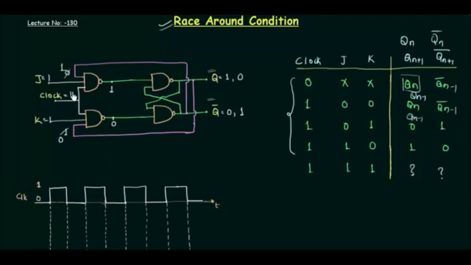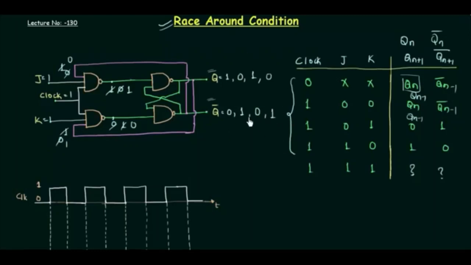Now 1 and 1 is 1, and taking its complement we are having 0. Similarly this will change to 1, and the output will now be 1, 0. So again the outputs are switched from 0 to 1 and 1 to 0. So we are having 0 and 1, and this 0 will become 1 and this 1 will become 0. So again output has switched from 1 to 0 and 0 to 1.